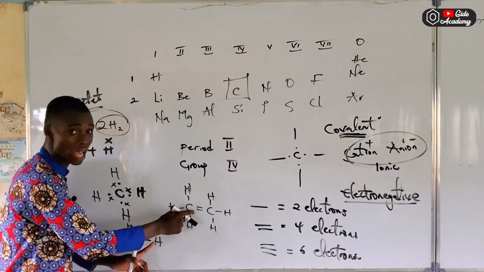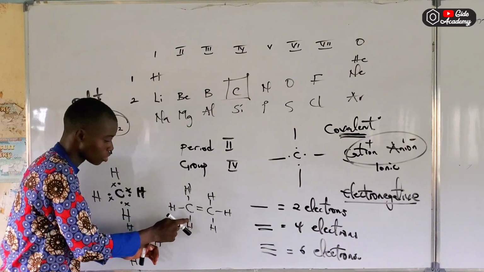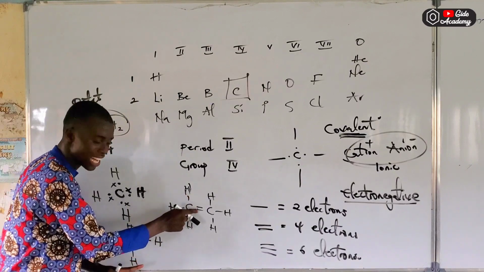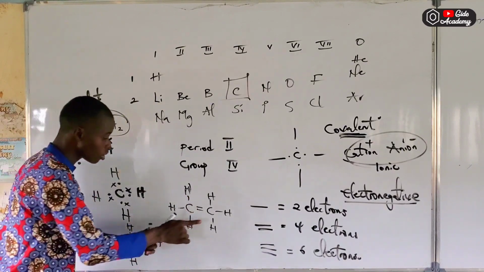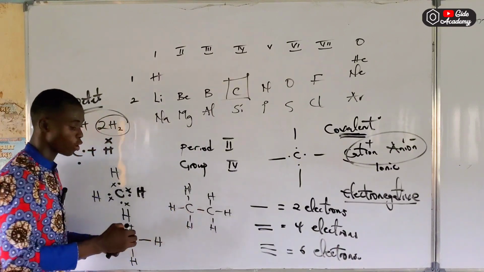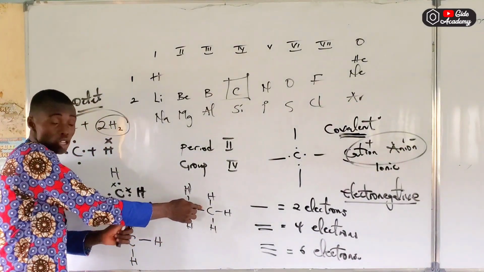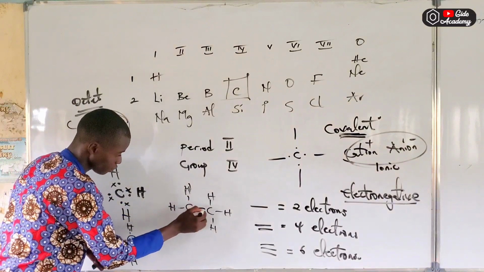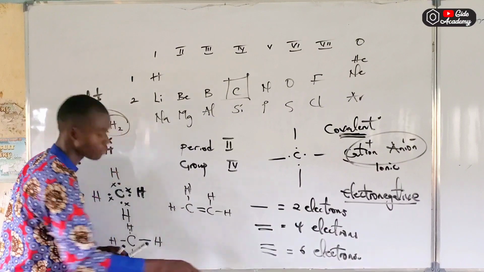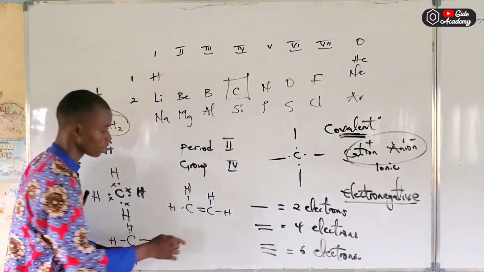But this carbon is supposed to have 8 electrons for it to be stable. Let's count. 1, 2, 3, 4, 5, 6, 7, 8, 9, 10. So it is not stable. That means I have to remove 1 bond. 1 bond is supposed to be here for it to be stable. But if here must be double, then one of these hydrogens will have to disappear, and one of these hydrogens will have to disappear. So now let's count.